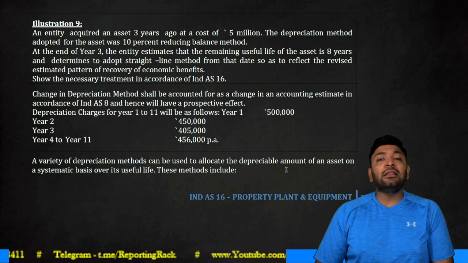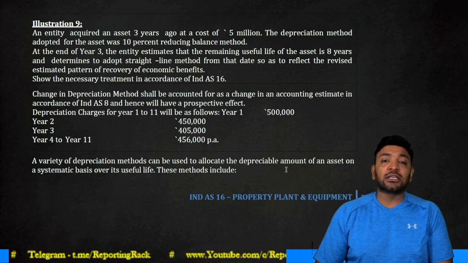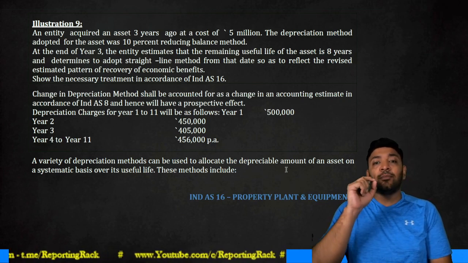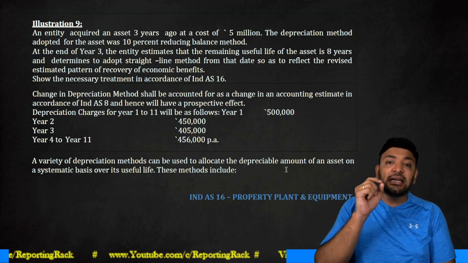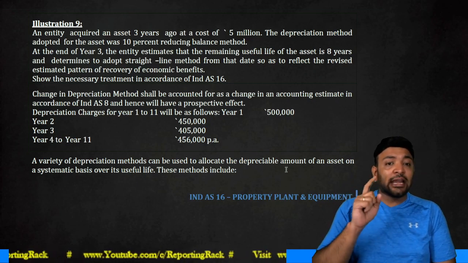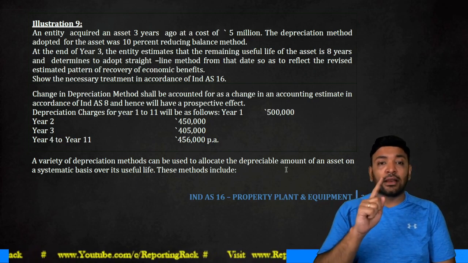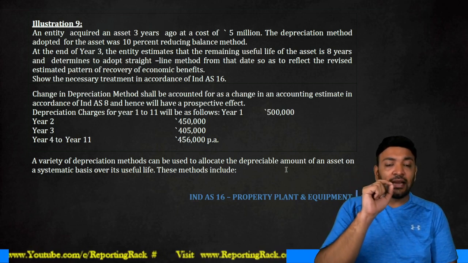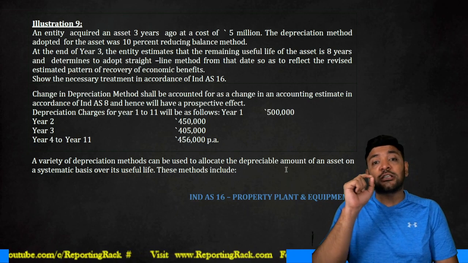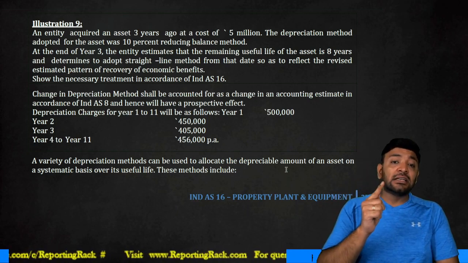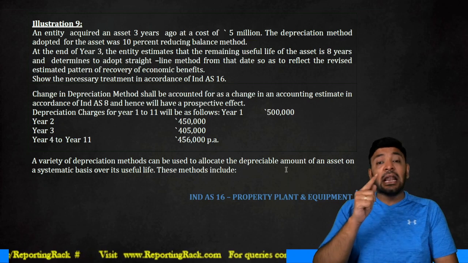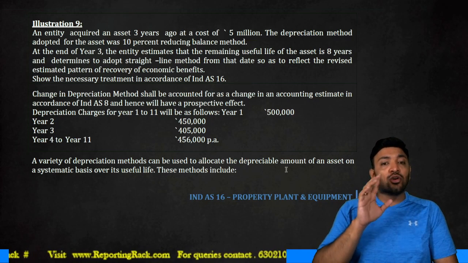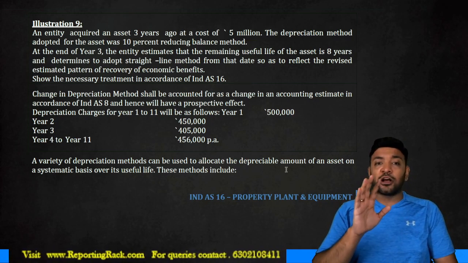Guys, after IND AS 16 has been introduced and after the revision of AS 10 in 2016, a change in method of depreciation is only considered as a change in estimate. It cannot be considered as a change in accounting policy. How are these two different? If you call it a change in accounting estimate, then we only have to give a prospective effect. If we considered this a change in accounting policy, like we were doing prior to 2016, we would have given a retrospective effect. So here, we are only giving a prospective effect.